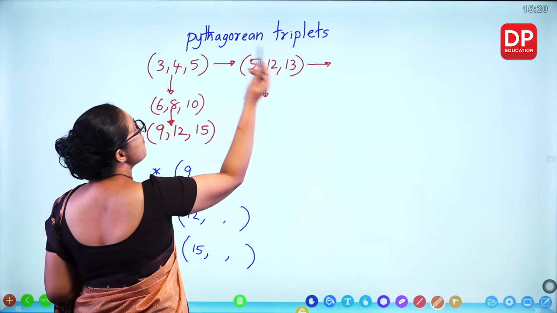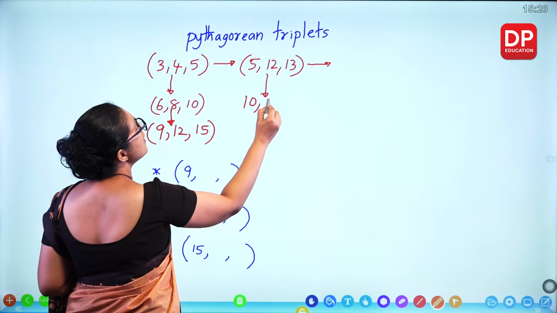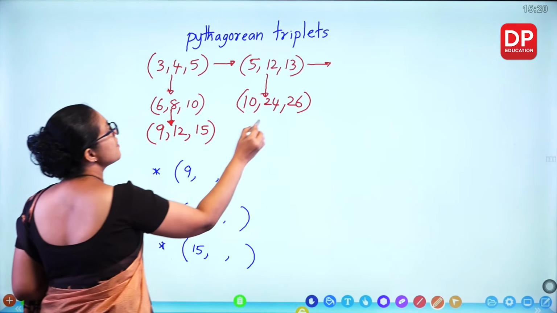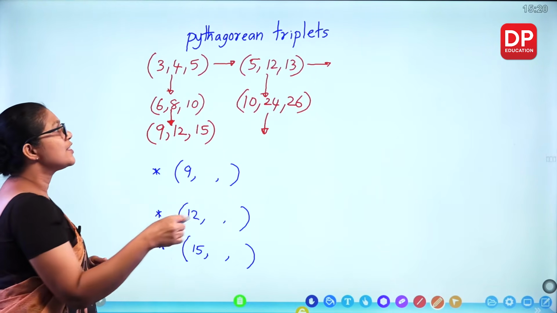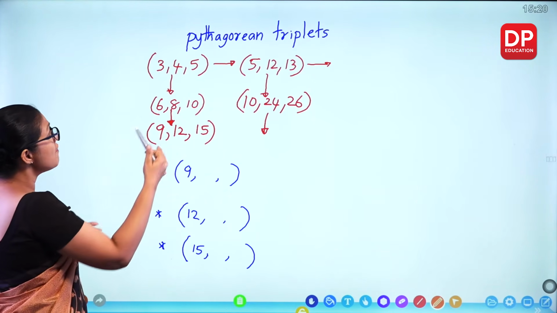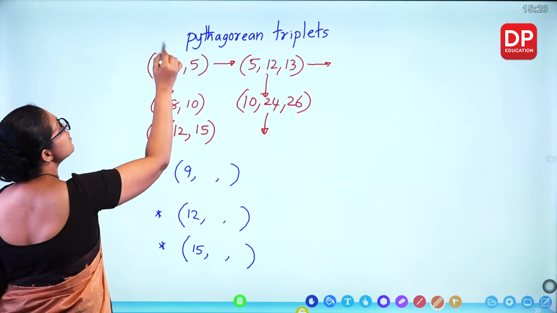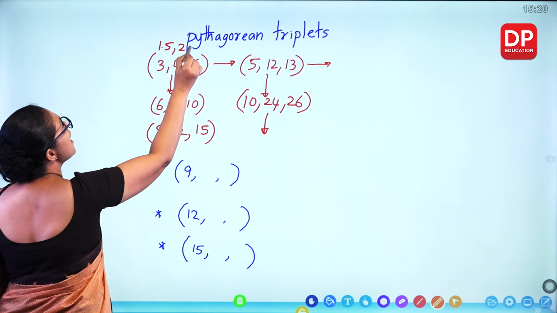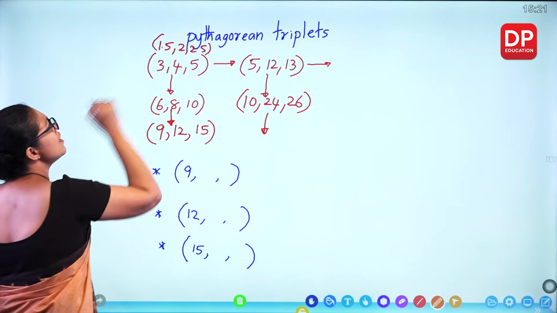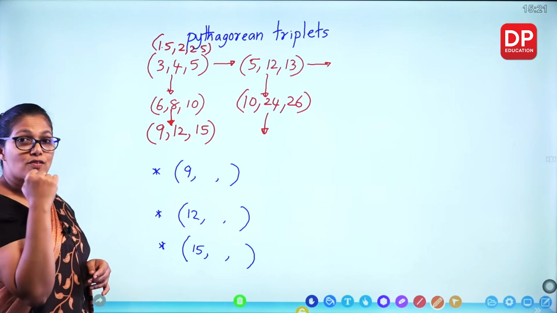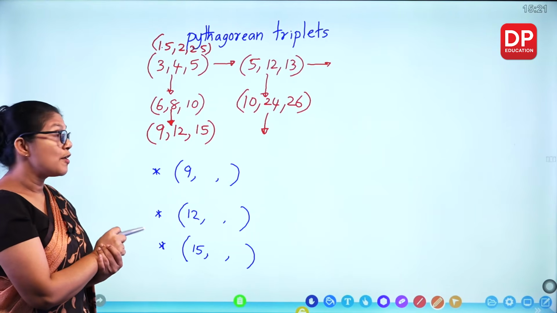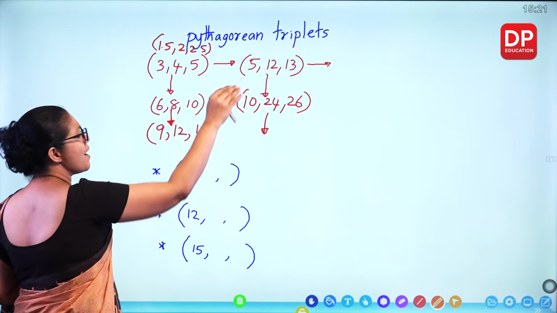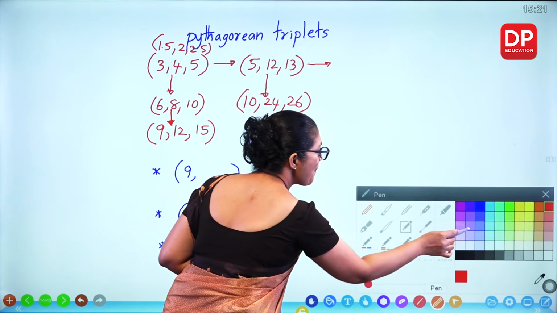Here also multiply by 2, 10, 24, 26. That's a multiple. So here you can multiply by 3, 4, 5 or you can divide by 2. This one when you divide by 2, you get 1.5, 2 and 2.5. That's also a triplet. So any multiple you get a triplet. But how can you find out this way? What's the pattern there? Observe carefully.